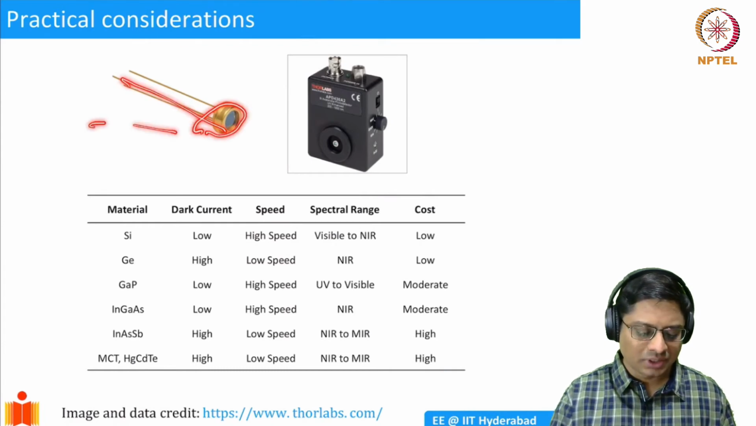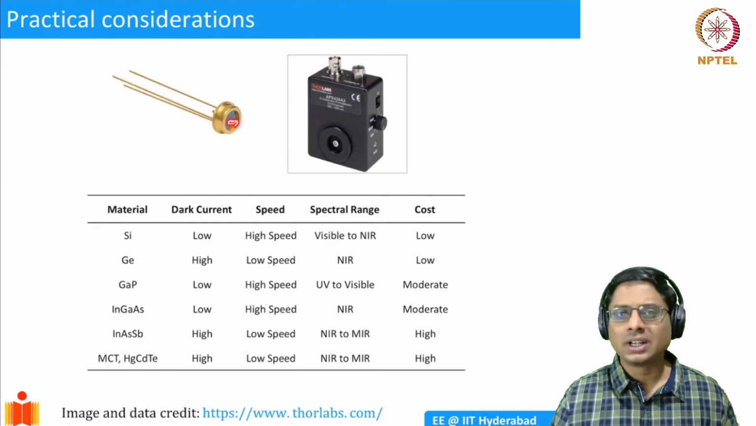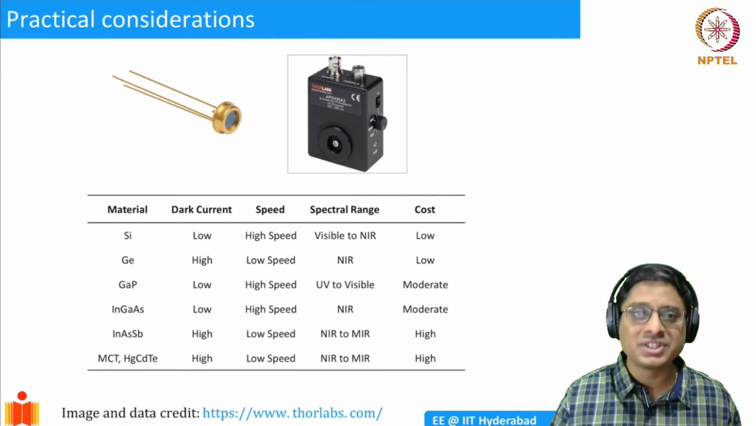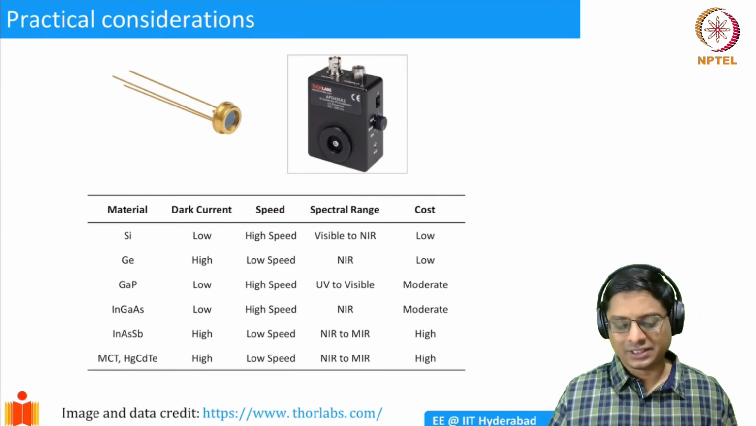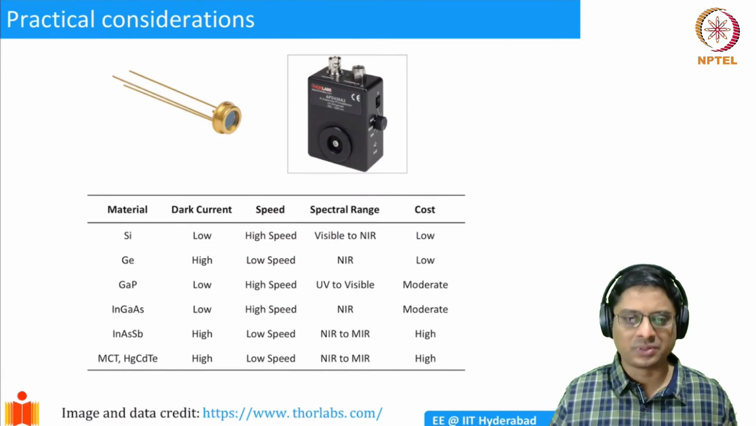There are some leads that are coming out. You connect it to an external circuit and you shine light on the window here, and it will generate current. That's it. It's quite small. It looks like a BJT, if you used them in the labs. This is just two detectors. There are a lot more detectors. How do we choose from that?